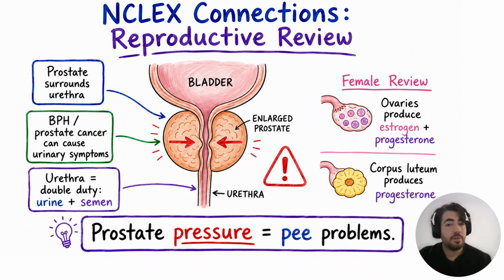Okay. On the female side, don't forget the hormone part, okay? The ovaries produce estrogen and progesterone. The corpus luteum produces progesterone during the luteal phase. So if you're looking for the NCLEX pattern, it is this: prostate pressure equals urinary problems. Ovaries make estrogen and progesterone, and the corpus luteum is all about progesterone.